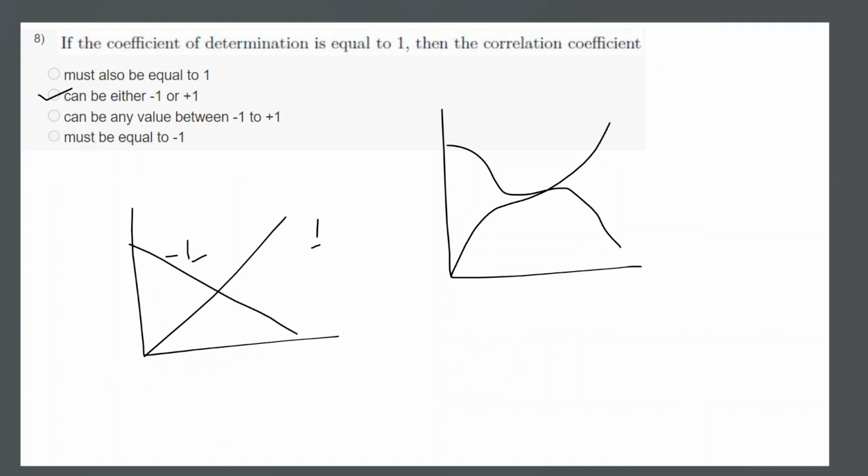Okay, I think we have jumbled the eighth and ninth questions. So the eighth question is: if the coefficient of determination R square is equal to 1, what is the correlation coefficient? Determination is R square, correlation is R. So when you take the square root of 1, it is plus or minus 1. So it can be either minus or plus.